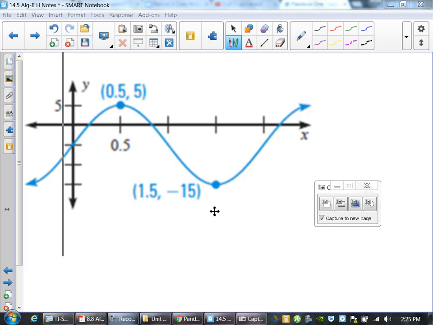So if I'm looking at this one here, first thing I'm gonna do is figure out what the k line is gonna be. Now, what's the average of 5 plus negative 15? Negative 5. So my zero line is gonna be at negative 5. When I do that, I also then notice that I touch not once, not twice, but thrice.